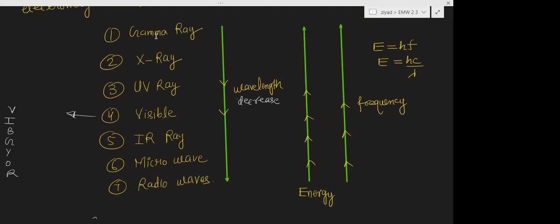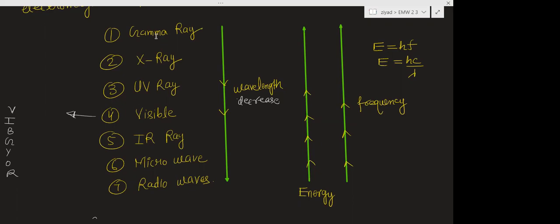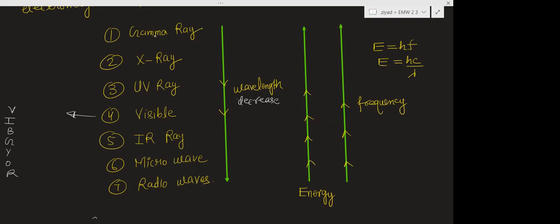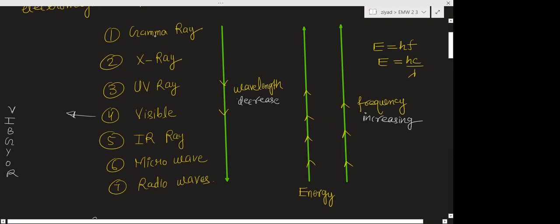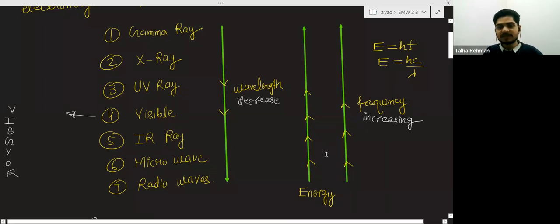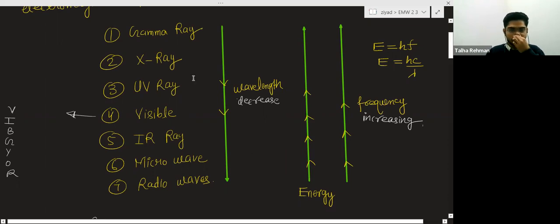If you take a steel plate of this much thickness, gamma ray can penetrate that also. Very high energy and frequency. So basically here the frequency is increasing. Basically frequency and energy are directly proportional. So if the frequency increases, then energy will increase. Now we will discuss one by one the wavelength range, the uses, and the source from which they are produced. So first is gamma ray.